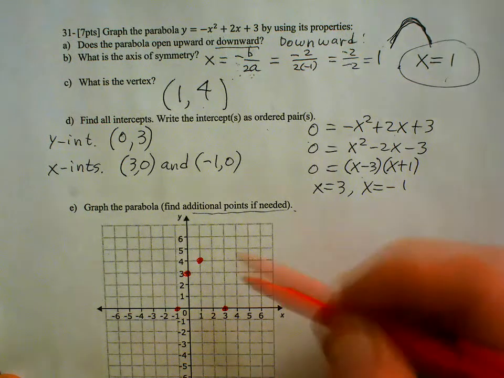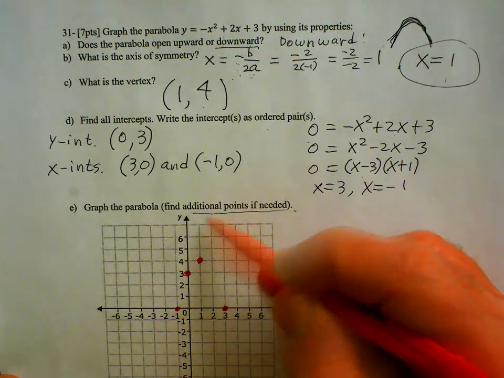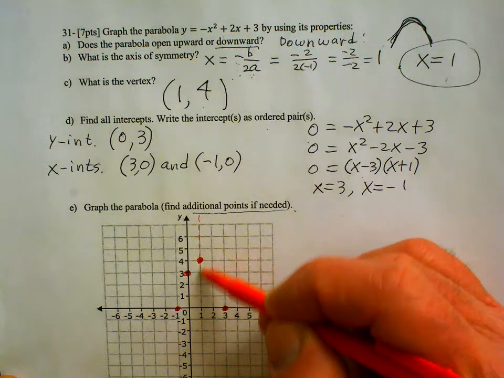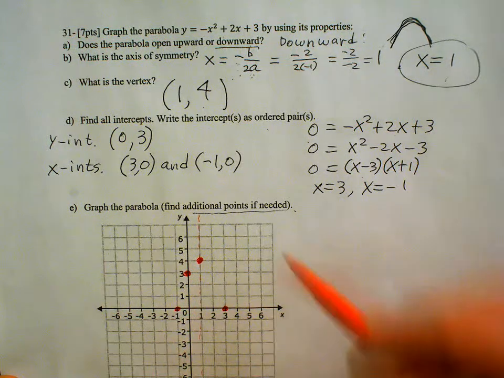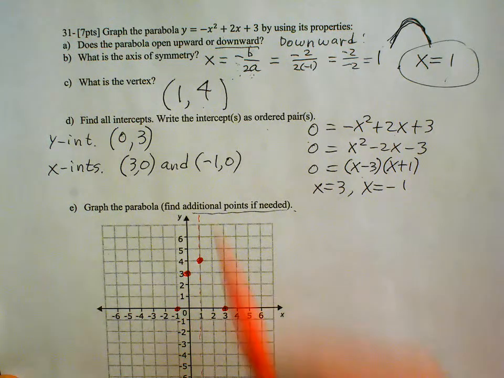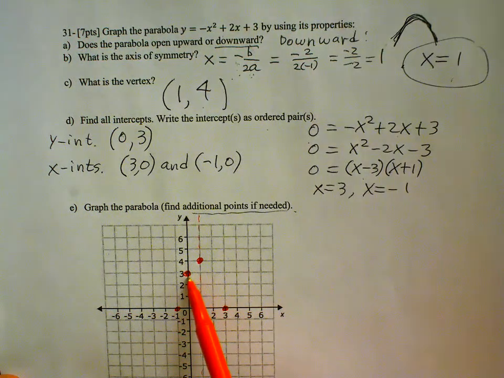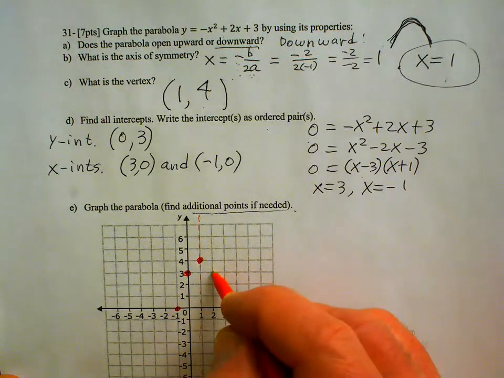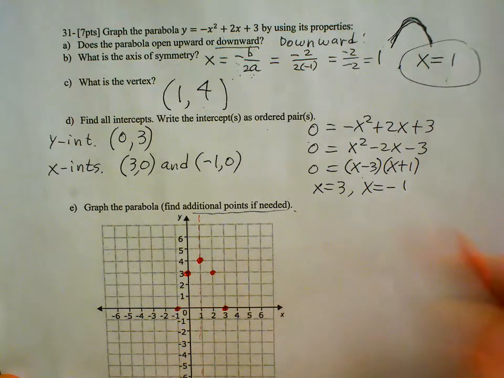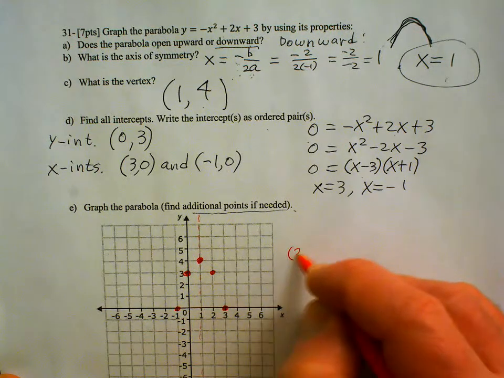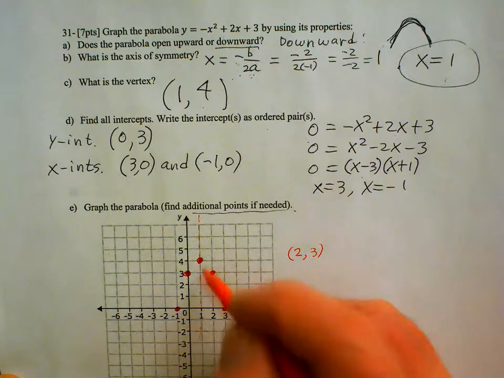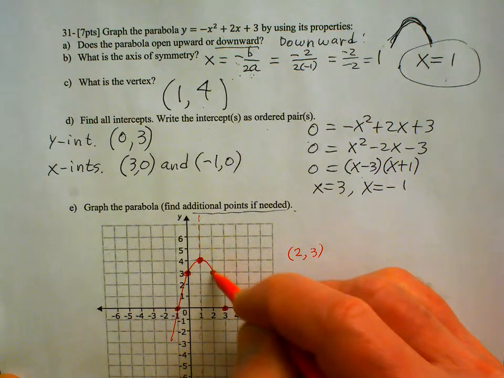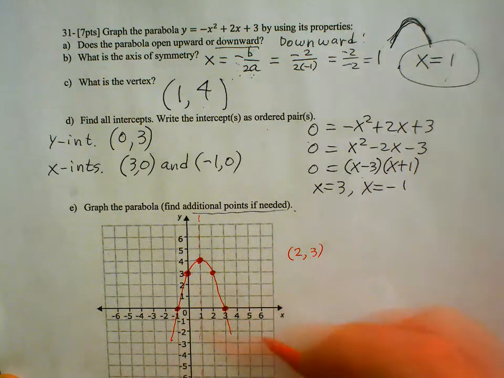So we can use symmetry to find other points if we want. Remember the vertical line of symmetry is x equals 1. So symmetric to the y-intercept is the point whose coordinates are 2, 3. Hey, but that's enough to sketch the parabola, at least roughly.